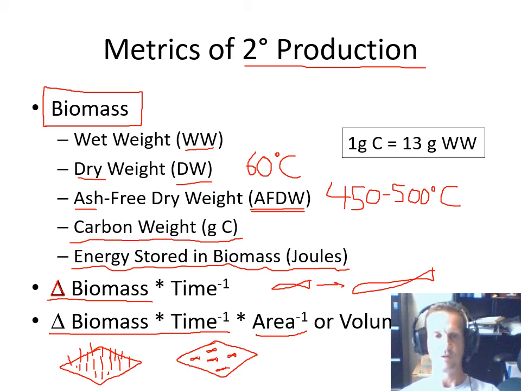You can interconvert between some of these measures of biomass if you know the approximate conversion factors. For example, 13 grams of wet weight of organic matter roughly equates to about 1 gram of carbon, although it varies depending on how much of that wet weight material is water and what the carbon to nitrogen ratio is in the organic material. So there's a lot of complications to how we quantify and measure secondary production, and I just want you to be aware of some of those complications and how we deal with them.